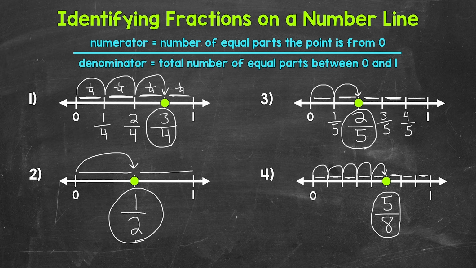So we start with 0, 0/8. Then we have 1/8, 2/8, 3/8, 4/8, 5/8, 6/8, 7/8, and then 8/8 is 1 whole.